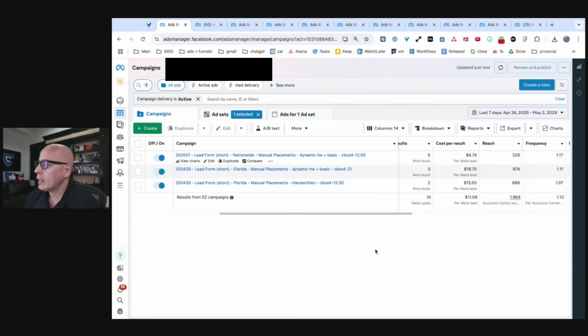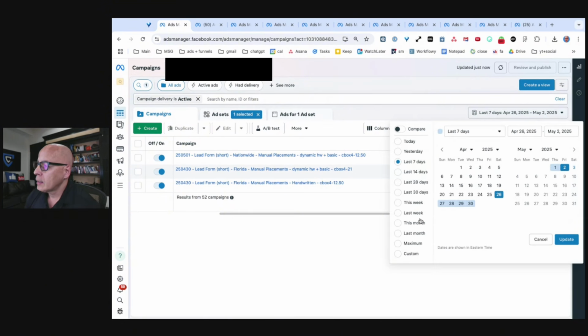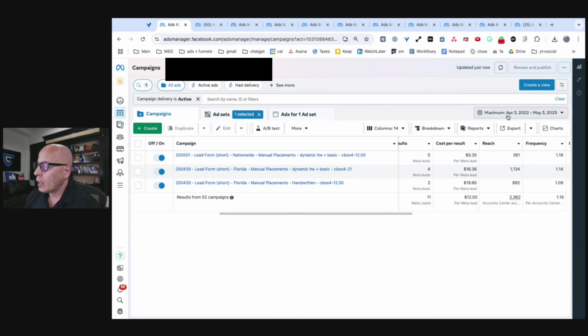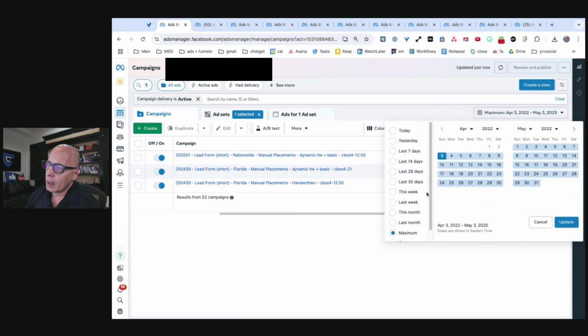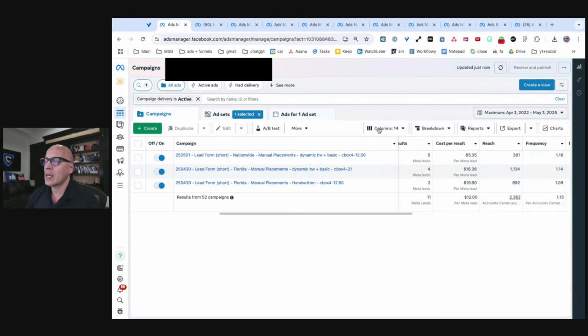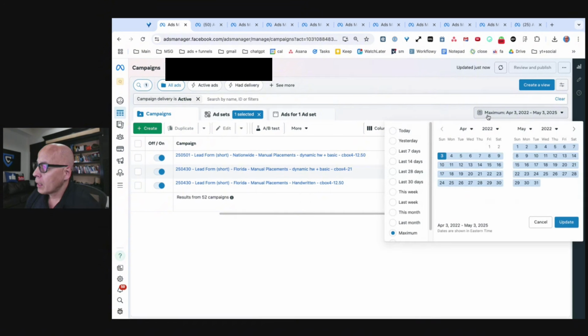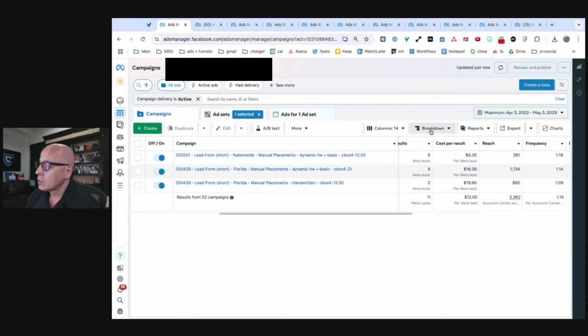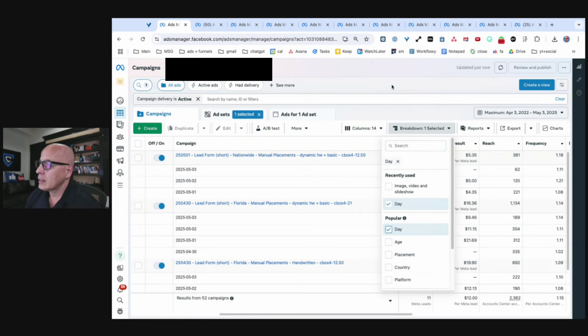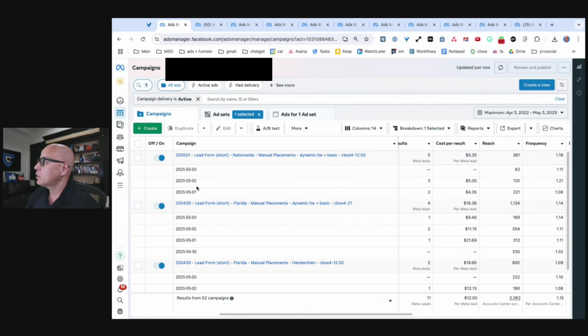I will generally look at the last 7 days just to see where they're at. So I tend to look at maximum, and then I'll look at another one for you because these campaigns have not been running for that long. I could do a breakdown by day, and I can see how the leads are coming. So today's the 3rd. On the 1st, when the campaign was first created, we had 2 leads. Then we had 2 leads, 3 leads yesterday. Today we haven't had any leads.